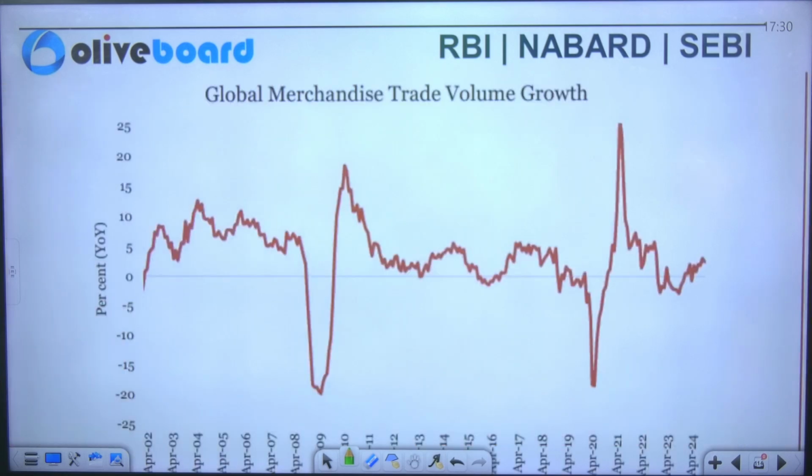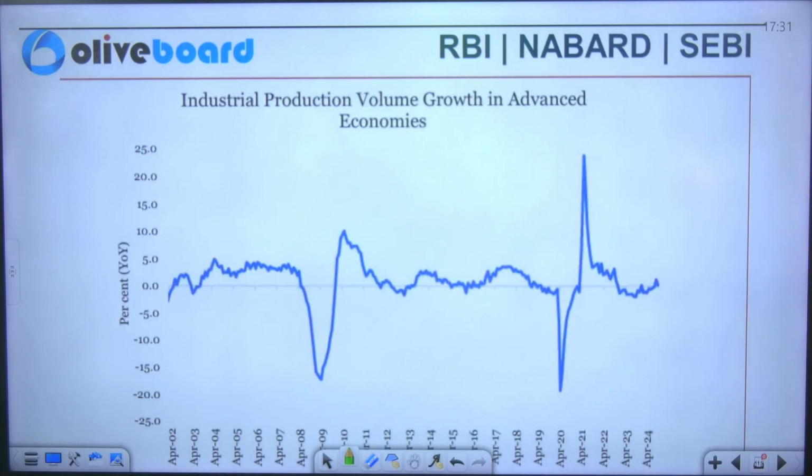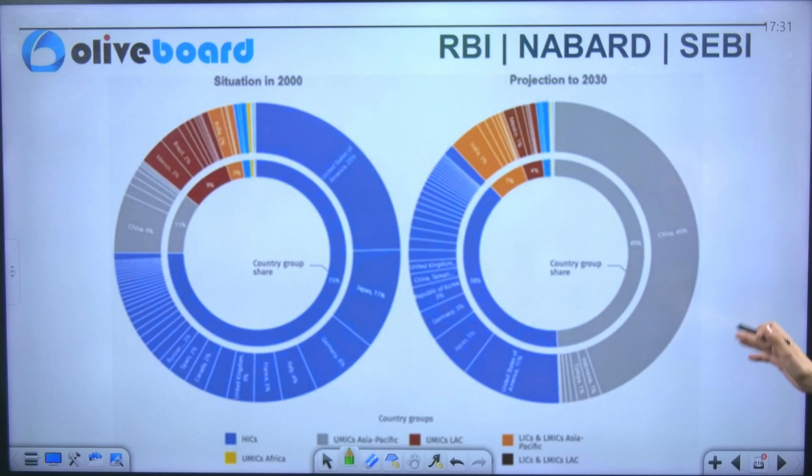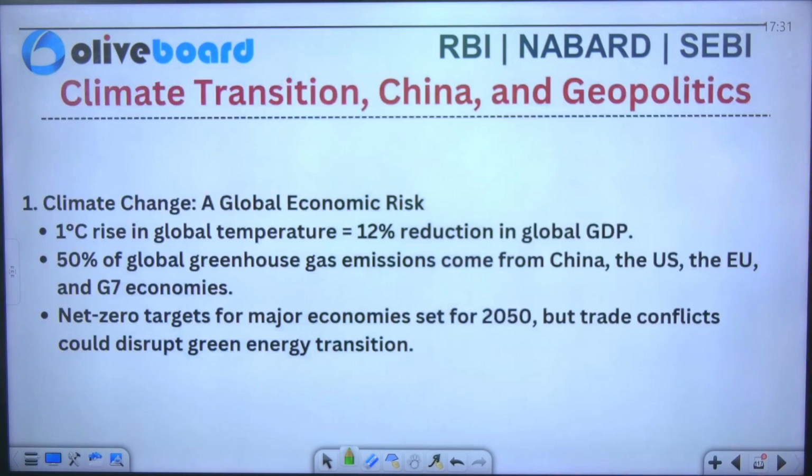Now we have global merchandise trade volume growth. You can see here it is above 0, but somewhere below 5, which is your 5%. Now here it is about the industrial production volume growth in advanced economies. You can see it is just on the bar that is there. Now you will not be able to see this, so I'll share the document with you and you can just analyze it.